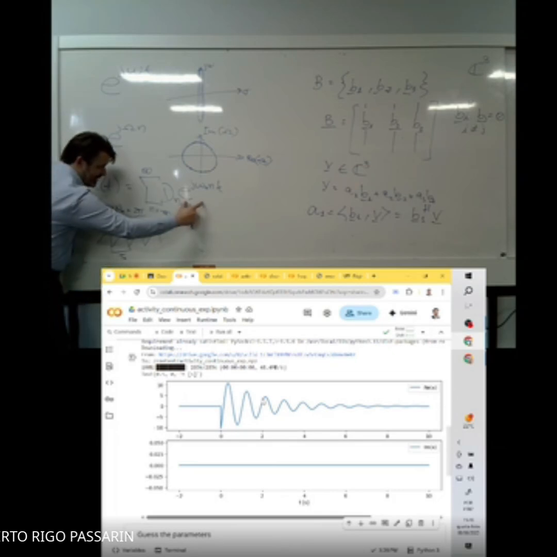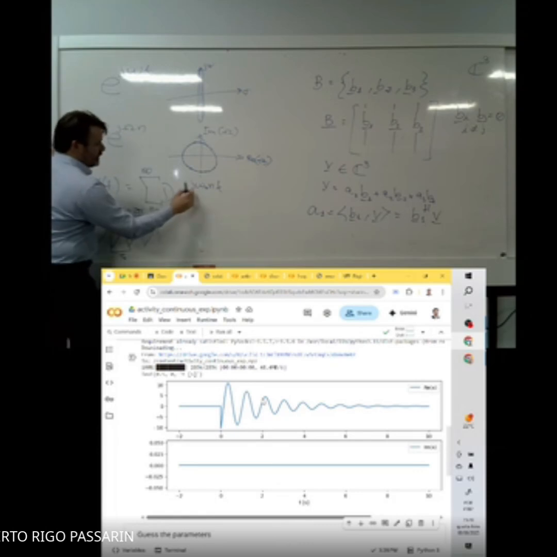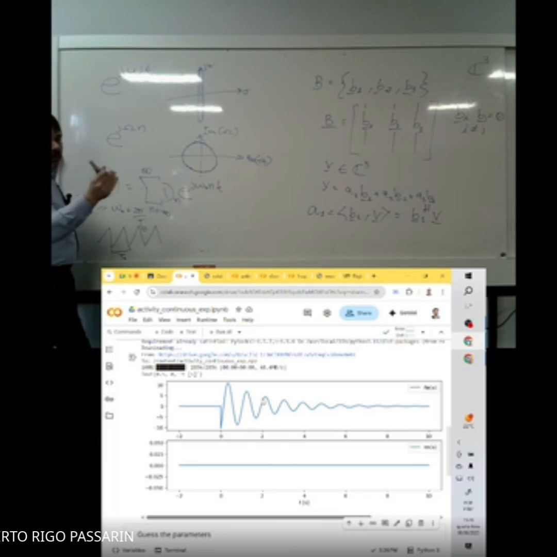If these vectors, if these signals, e to the j omega t, e to the j 2 omega t, e to the j 3 omega t are orthogonal among themselves, then I can do just an inner product of them to find dn. What is an inner product of continuous functions?